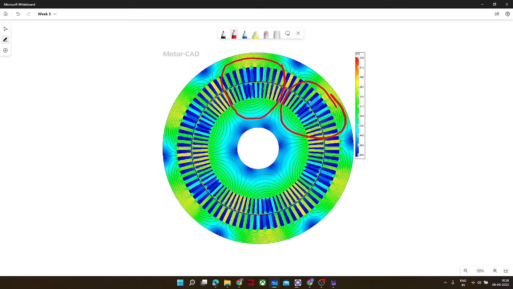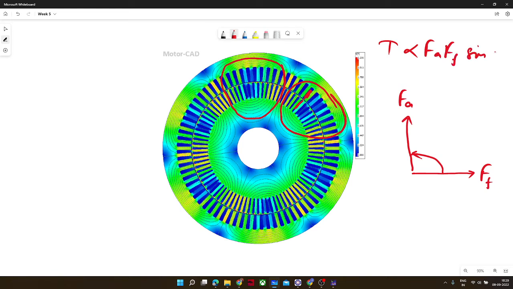Okay. So how is this flux path getting produced? By the stator MMF, where the stator windings are placed in the slots and rotor windings are placed in the slots. So if FF and FR, sorry, FA, they would interact with each other. So torque would be equal to FA, FF sine of alpha. Let's say it is alpha. So this is how torque is produced in any motor.